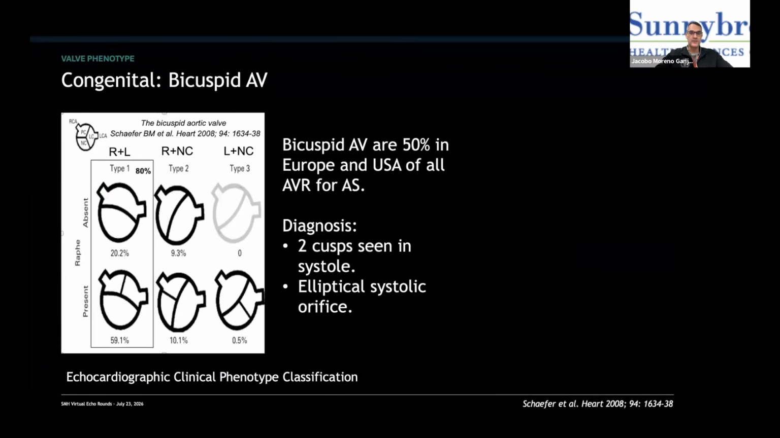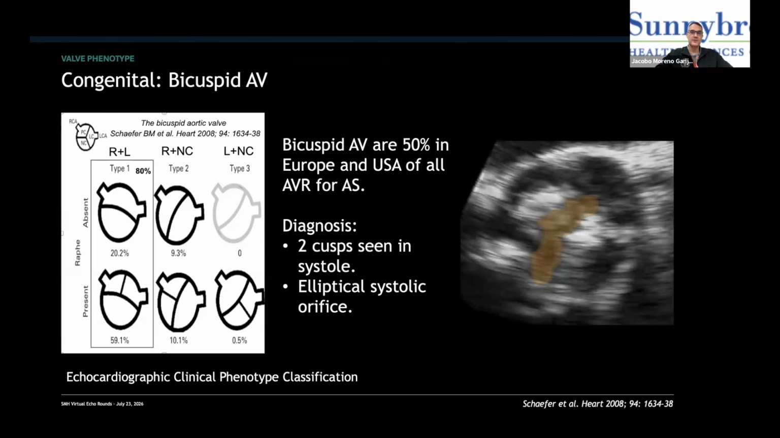Then one year later, Schaefer, one of the prestigious aortic valve surgeons from Germany, actually came here and told us that he wanted to do a different classification based on the clinical phenotype. So he described type 1 when there is a right to left commissural fusion, type 2 when you have right to non-coronary, and type 3 when you have left to non-coronary. The most common one is right to left.